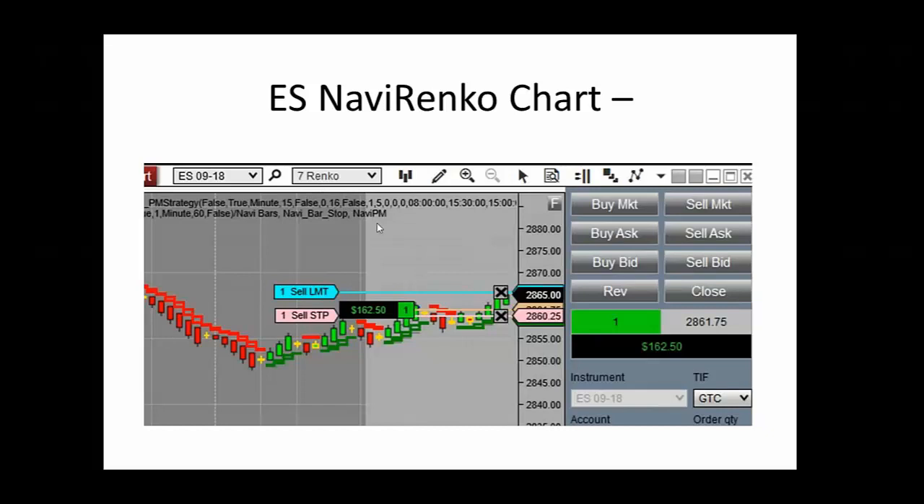Now with our charts, one of the charts I use is a Renko chart, and these Renko charts are our own NaviTrader bars. For the E-mini I use 7, for the NASDAQ I use 20. A lot of people ask me, why do you use 7 on the E-mini and 20 on the NASDAQ? The reason for that is because you'll tend to get the turns at about the same points on those two different charts.